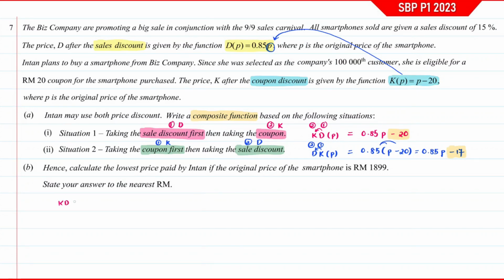So KD with the original price of 1899 will equal 0.85 times 1899 minus 20. The answer will be RM1594.15. As the question asks you to state the answer to the nearest RM, the lowest price will be RM1594.